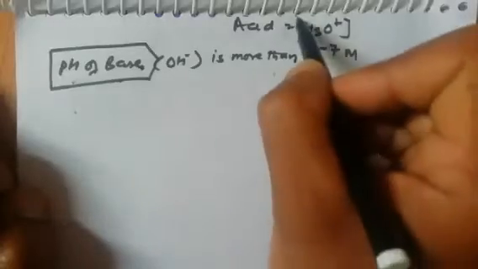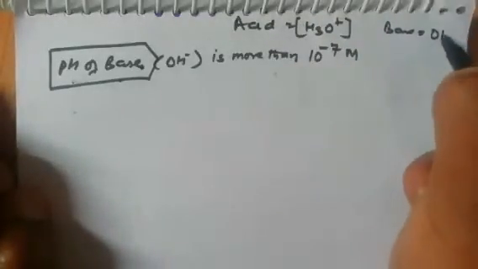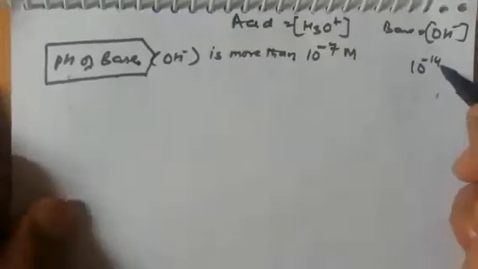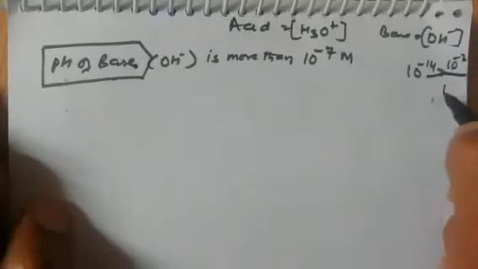Now let's find out the pH of any base. You know very well that in acid we have H3O positive ion, and in base we have OH negative ion, but the total value is 10 raised to minus 14. Suppose 10 raised to minus 3 of acid is there, then it means 10 raised to minus 11 is the base. The total must equal 10 raised to minus 14. So what is the formula that we need to calculate?